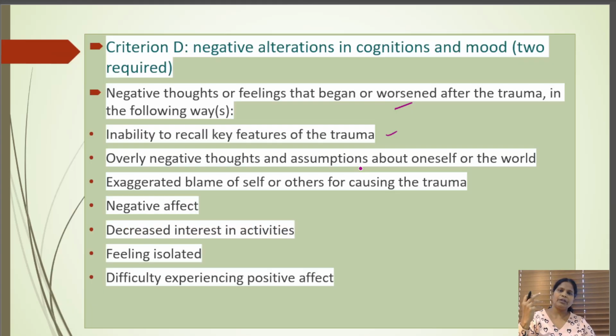Next, coming to criterion D, we have negative alterations in cognitions and mood. That is, mostly negative thoughts and negative feelings that began or worsened after the trauma. Inability to recall is one feature. Overly negative thoughts and assumptions, blaming themselves, negative affect, decreased interest in activities, feeling isolated, difficulty experiencing positive affect.